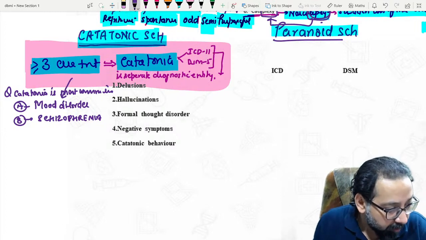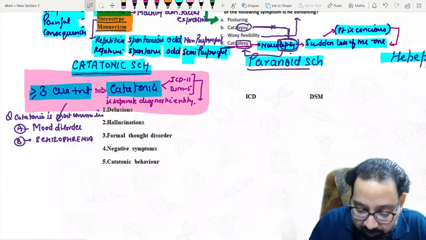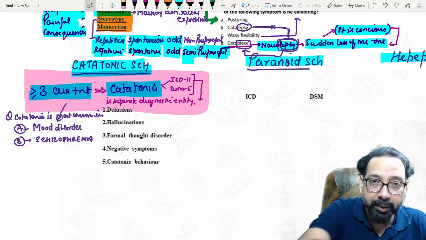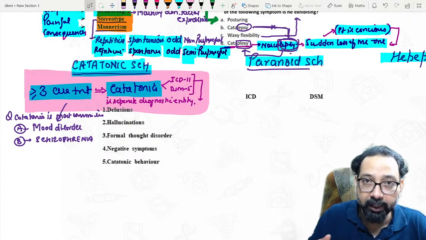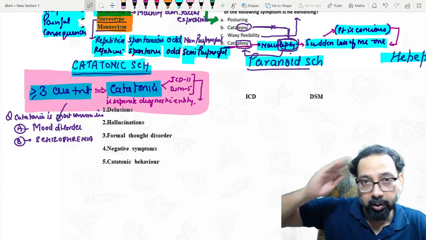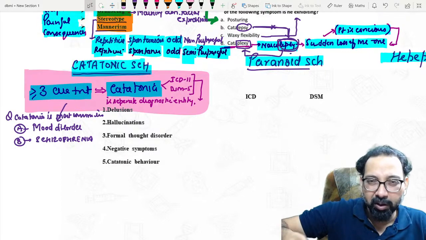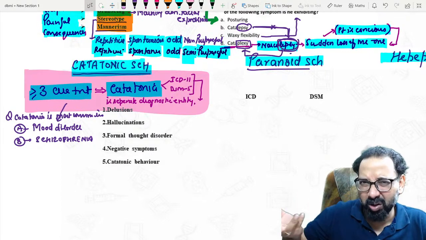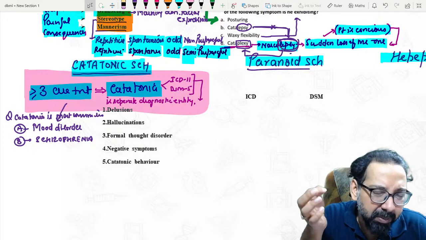Meanwhile, you give the answer to this question. Yes, let me tell you, repeat mannerism. What is mannerism? Suppose a person with catatonia is standing and doing a salute. This is spontaneous, repetitive, odd. You will say these are odd and semi-purposeful.